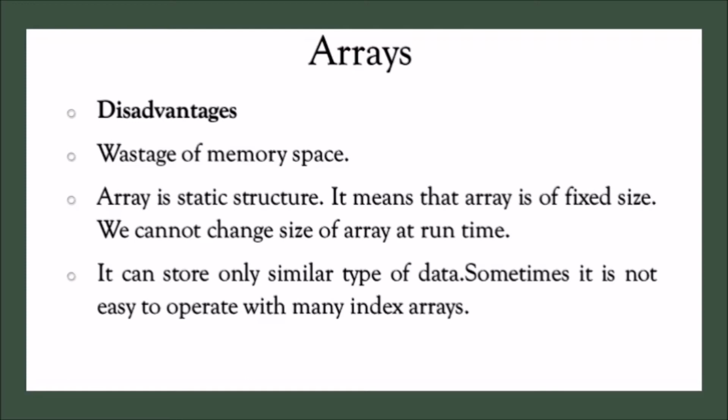Now the next one is it can store only similar types of data, and sometimes it is not easy to operate with many index arrays. So integer means only integer type of data. Float means only float type of data. So one array cannot store both integer and float data. Or we can say that integer and character data cannot both be stored in a single array. And also it is not easy to operate with many index arrays. So these are the disadvantages of arrays.